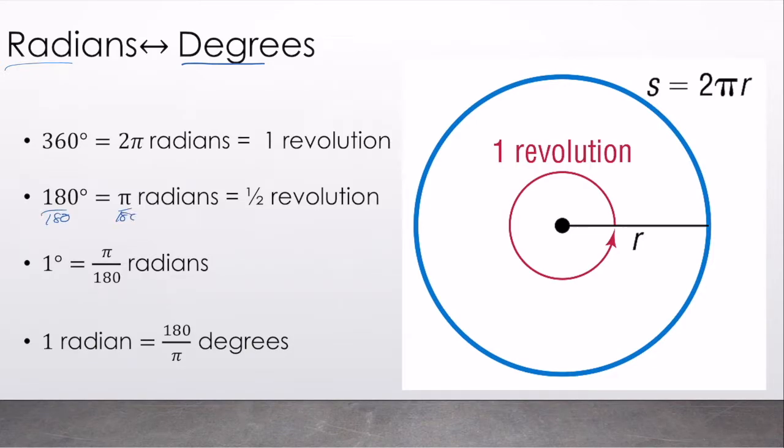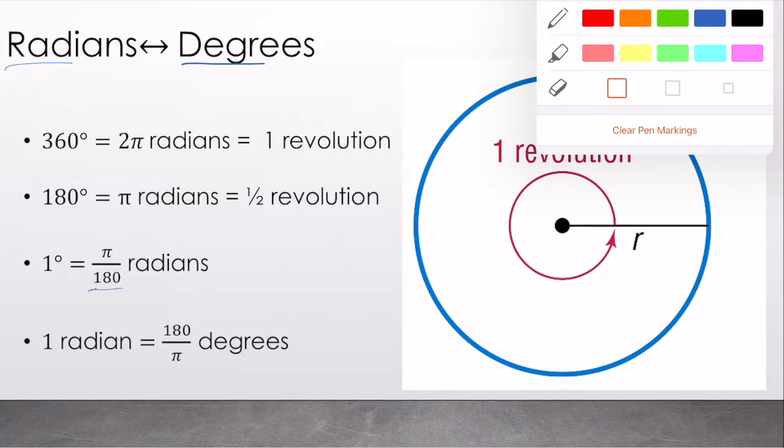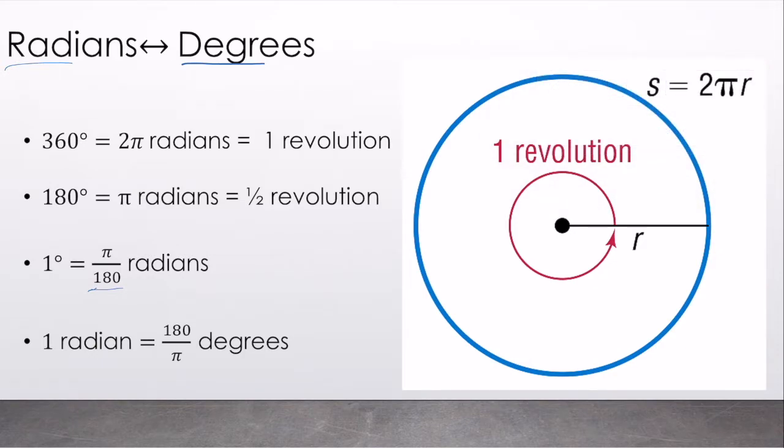I would multiply my degrees by pi over 180 radians. And I got to that by taking both these sides and dividing by 180. So 1 degree is pi over 180 radians. I could do the opposite, right? If I wanted to figure out how to convert from radians to degrees, I could multiply both sides, but divide both sides by pi.